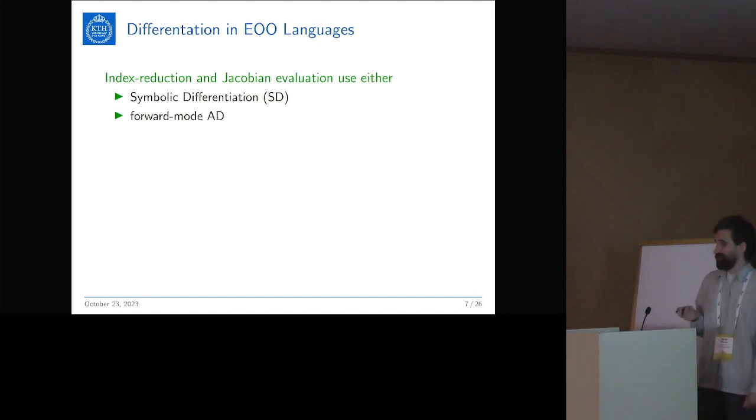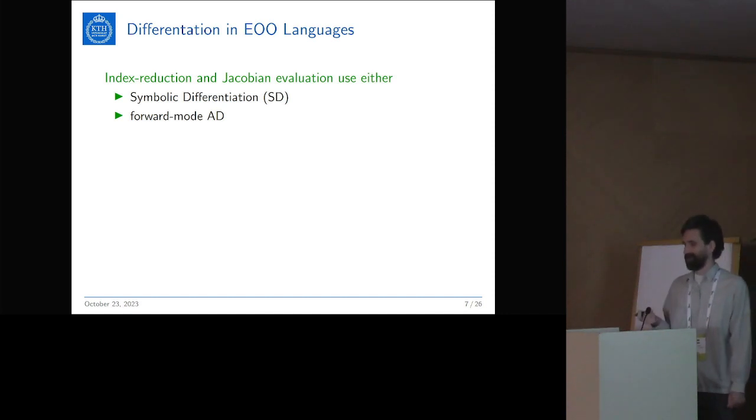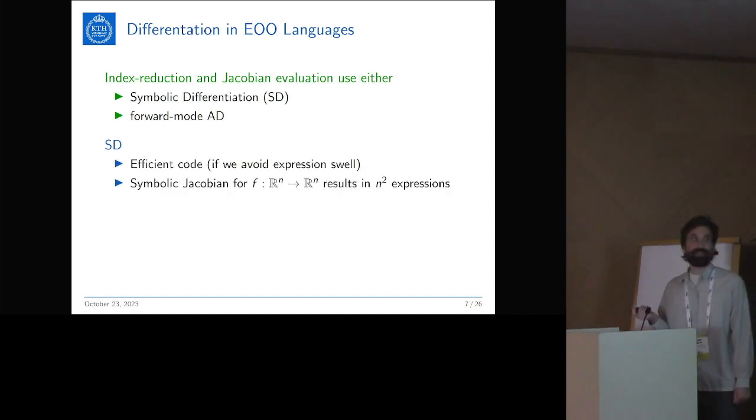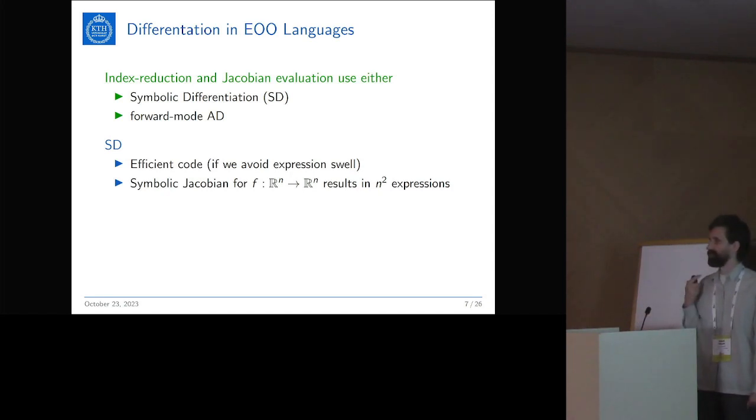So differentiation in EOO languages: index reduction and Jacobian evaluation use either symbolic differentiation or forward mode AD. Symbolic differentiation can lead to very efficient code, but if we want to produce a symbolic Jacobian function for a function of n inputs and n outputs, we have to produce n squared partial derivative expressions, and this might not be feasible for very large n.